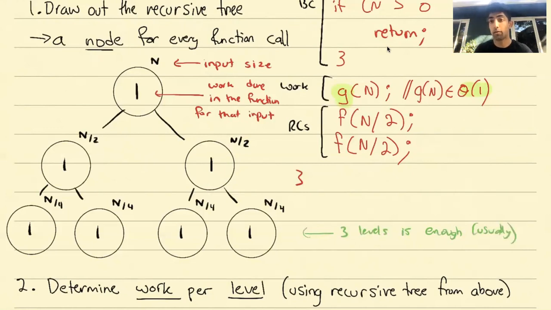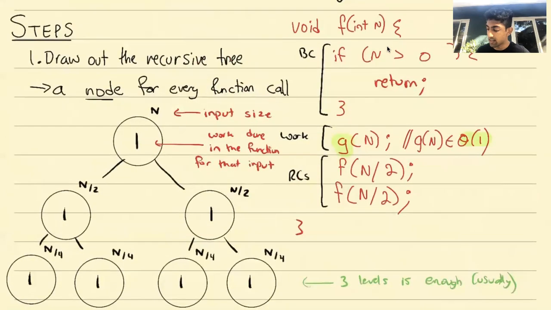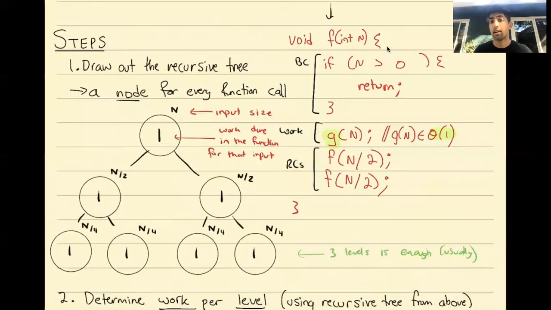Just to recap what we've done so far: we've taken this f function and said that in order to figure out its runtime, it's best if we represent the series of recursive calls as a recursive tree. For each node in this recursive tree, we've split it up into 2 parts. The first part is going to be the input size.